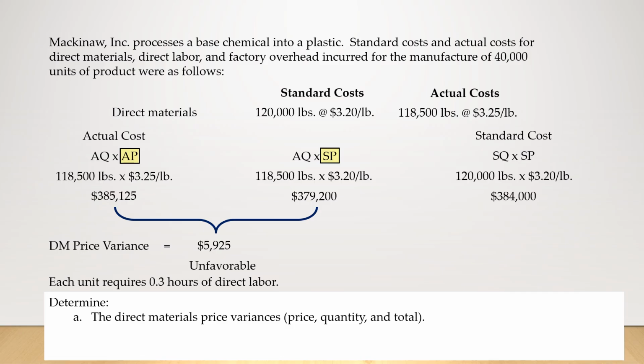Unfavorable. Compare the actual price to the standard price. The actual price of $3.25 per pound is greater than the standard price of $3.20 per pound, so we paid more than we planned. That makes the variance unfavorable.